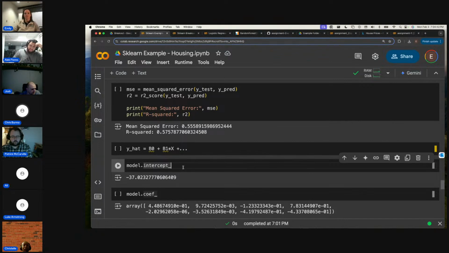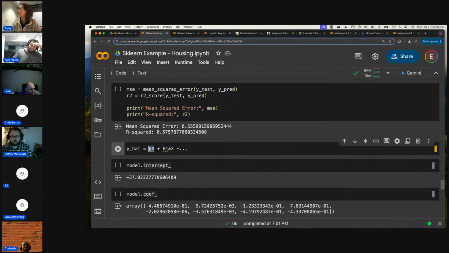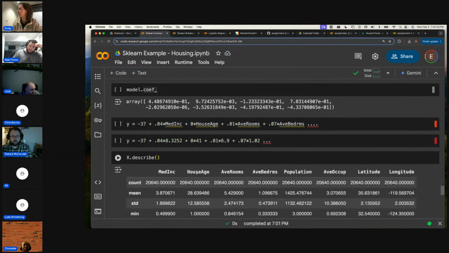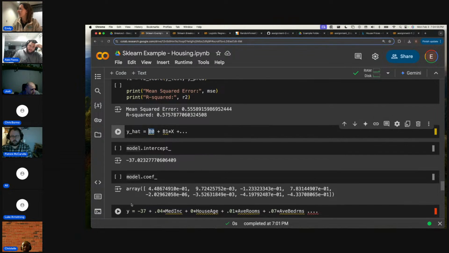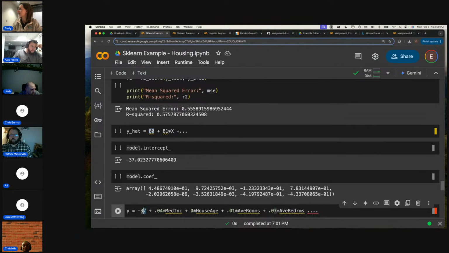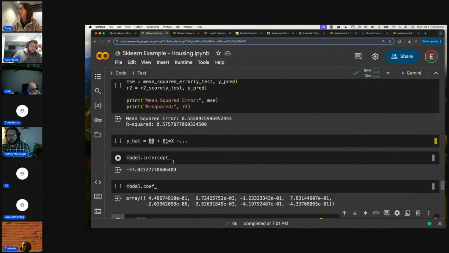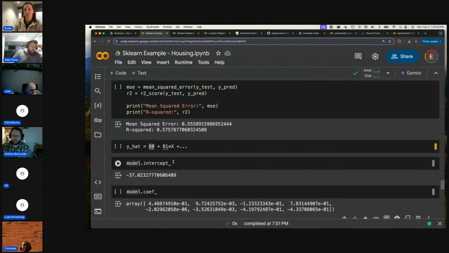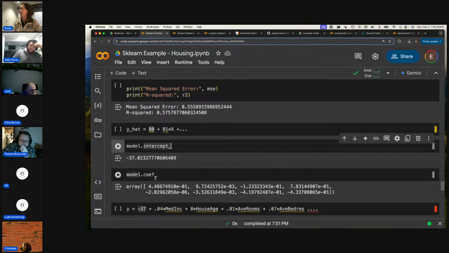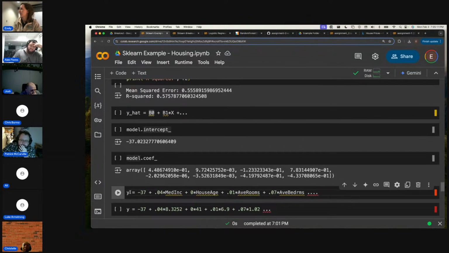Would it be the beta sub naught? There we are. It's the beta sub naught. I have it as B0 because I can't do subscripts here, but it's the beta sub naught. So as we're starting to build our formula here, negative 37 is our y equals mx plus b. Negative 37 is that b. It's the intercept in that formula. So now we can build our formula, y equals negative 37.